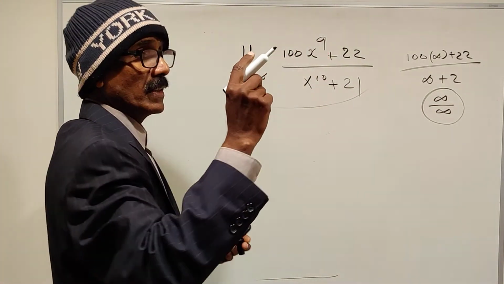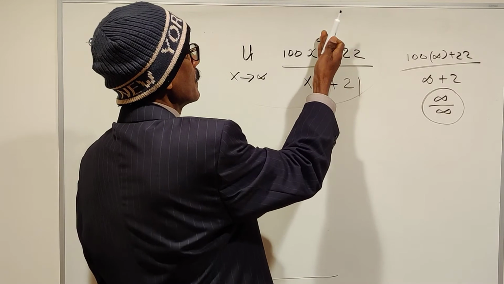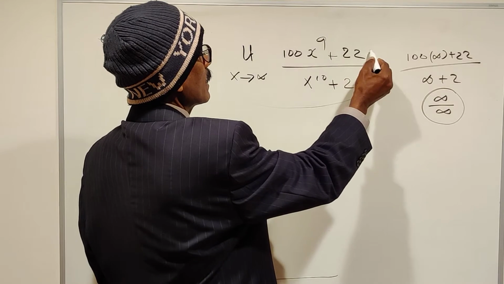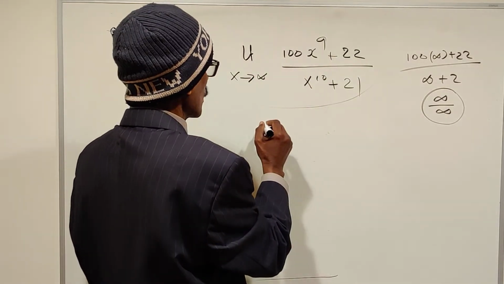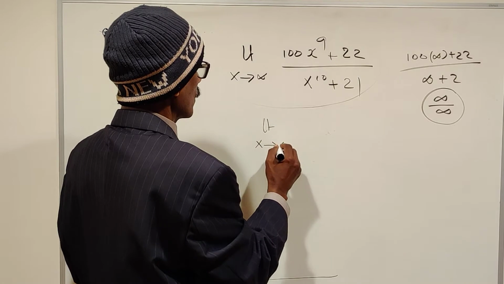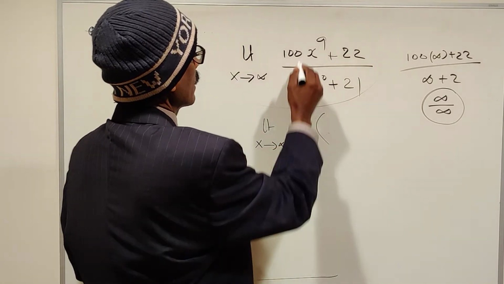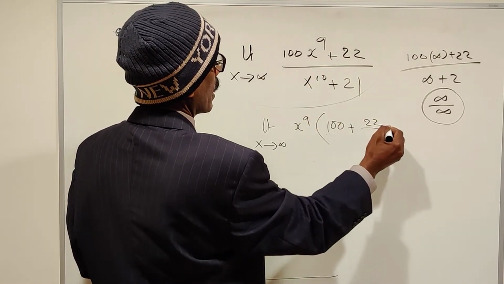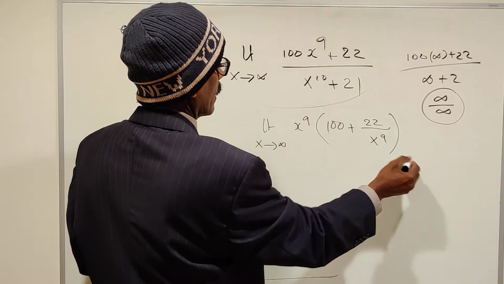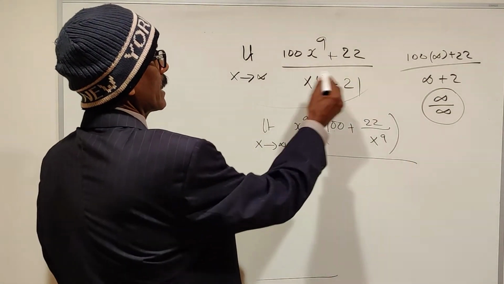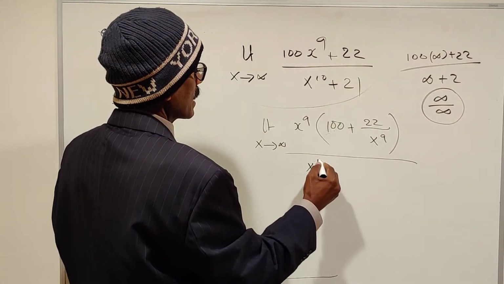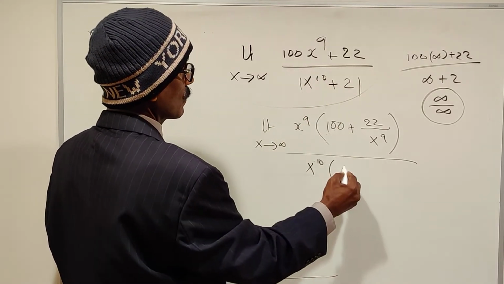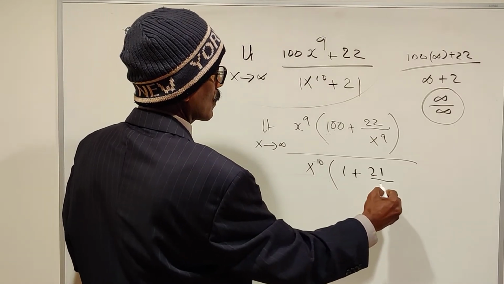So what is the method? Take out the maximum degree of the variable, here x to the power 9, here x to the power 10. So take out x to the power 9. Limit x tends to infinity, x to the power 9 times (100 plus 22 by x to the power 9), divided by, take out x to the power 10. When you take out x to the power 10 here, what is the leftover? That is 1 plus 21 over x to the power 10.